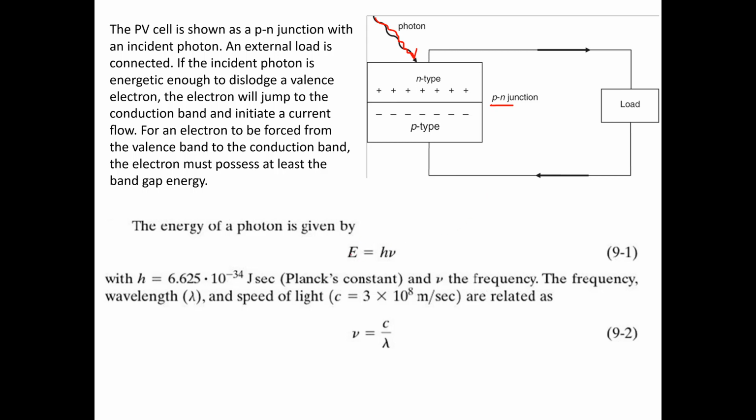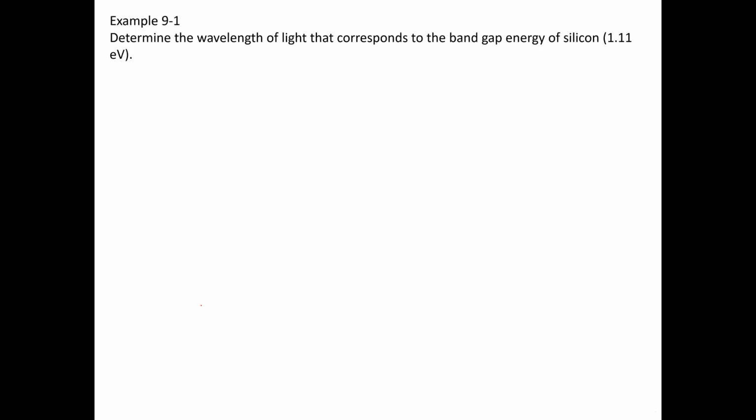To quantify the energy of a photon, you would take Planck's constant, h, which is defined as 6.625 times 10 to the negative 34 joule seconds, and multiply that by the frequency of the photon. The frequency of the photon can be quantified by taking the speed of light and dividing it by the wavelength of the photon. Let's do a quick example problem. This problem is asking you to determine the wavelength of light that corresponds to the band gap energy of silicon.